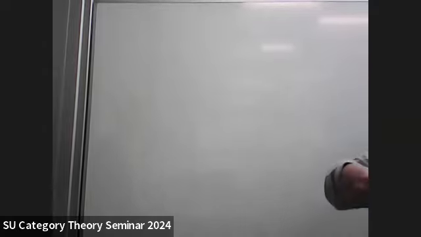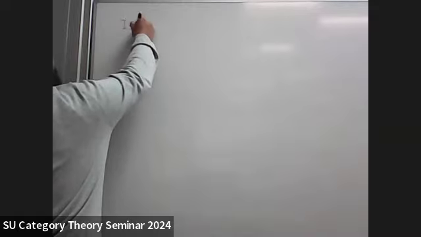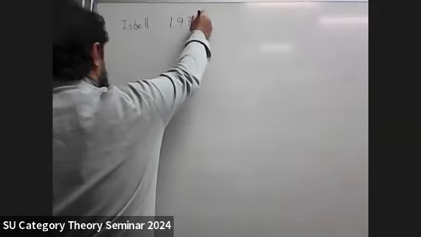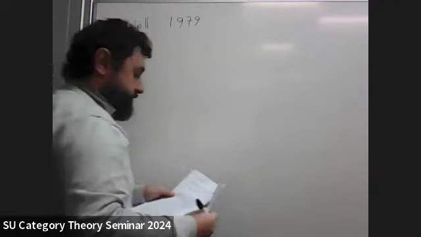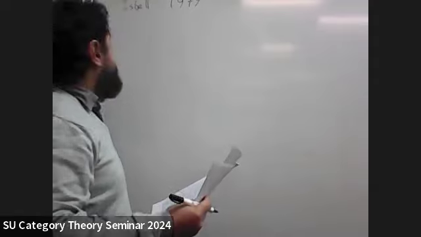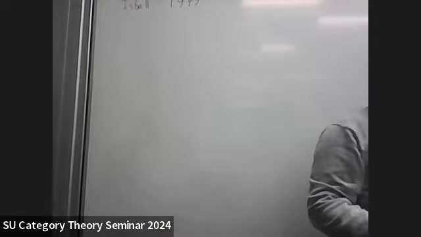There's a paper by John Isbell, published in 1979, called "Zassenhaus theorem supersedes the Jordan-Hölder theorem", which makes a few remarks about the famous Jordan-Hölder theorem for groups.